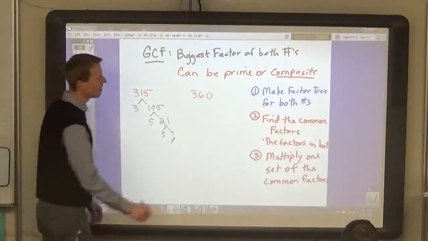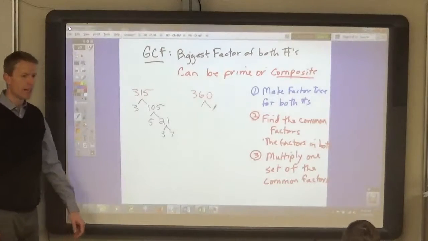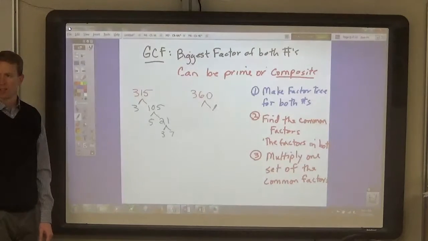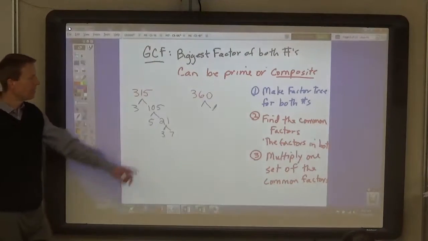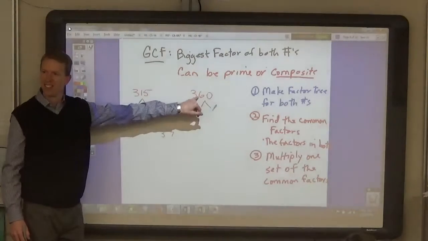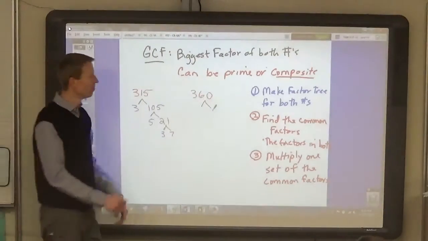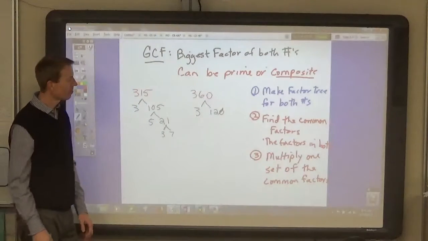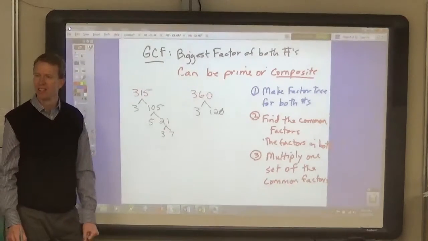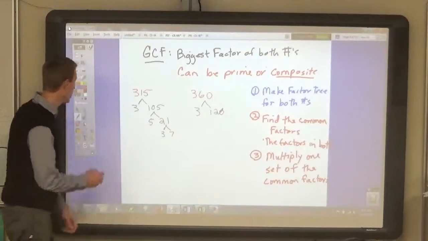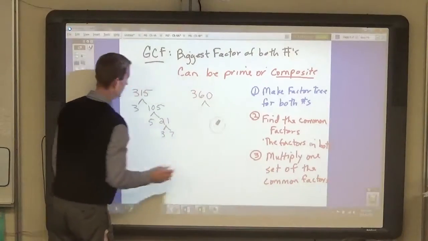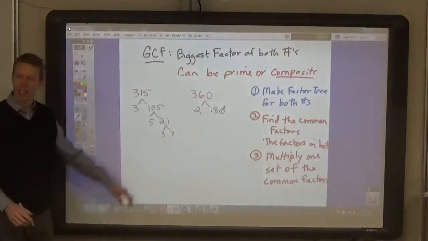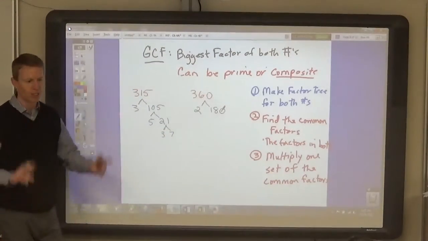Now factor 360. It says in step 1, factor both numbers. Is 360 prime? We can divide it by 3, right? 3 and 120. Or 2 and 180. It doesn't matter where we start. We're going to get down to the same prime factors, hopefully.